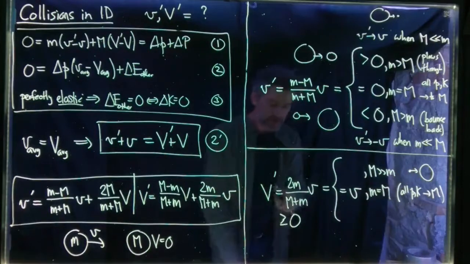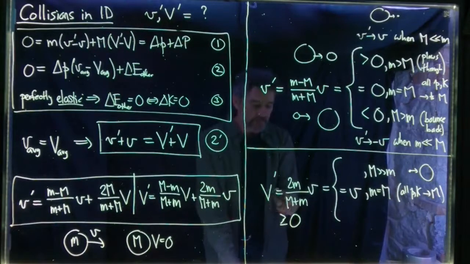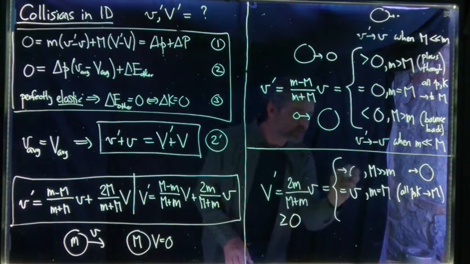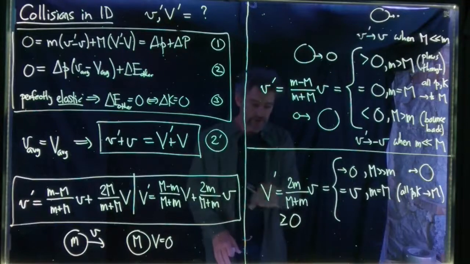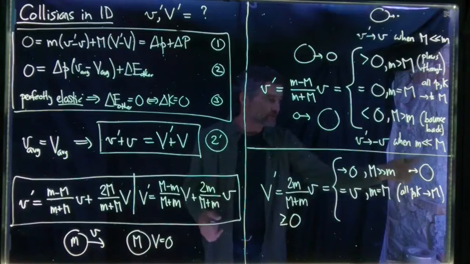And so if big M is much bigger than little m, if we look at this equation, then big M is much bigger than little m, so we can ignore that, and we have basically little m divided by big M, a ratio of masses that approaches 0 as big M becomes huge compared to little m. So the final velocity of big M approaches 0 as this guy gets really massive compared to that guy. Okay, so that makes sense.